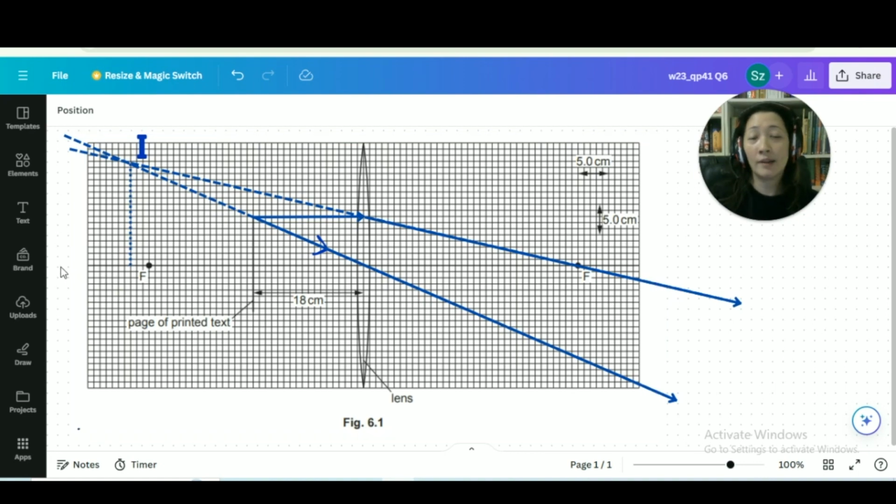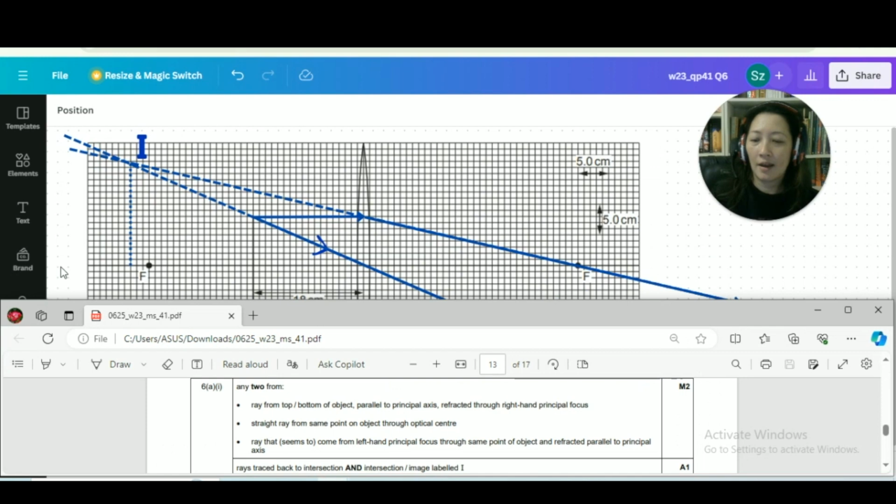Now, let's check our ray diagram against a mark scheme. Based on the mark scheme, 2 marks are given for any two of the following rays. A ray from the top or bottom of the object, parallel to the principal axis, goes through the principal focus on the right-hand side. You could also draw a straight ray from the same point on the object through the optical center, or a ray that comes from the left-hand focus through the same point on the object, and then comes out parallel to the principal axis. So if you can recall, these are the 3 light rays which you need to learn about when you learned about the convex lens.